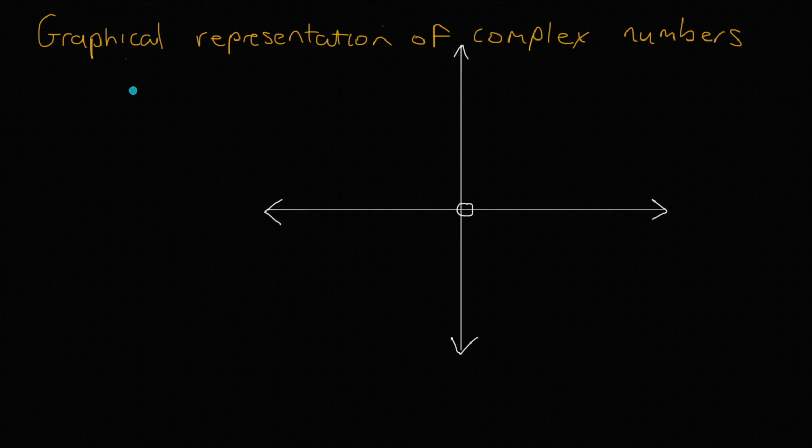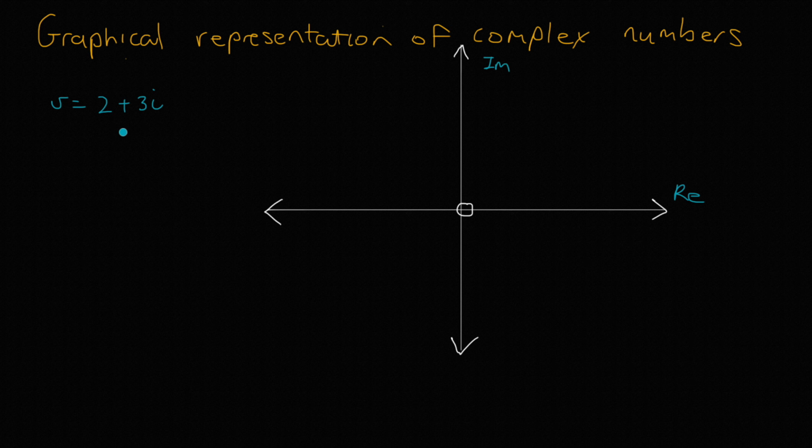Let's look at the graphical representation of complex numbers. As we've seen, a complex number consists of a real number and an imaginary number. If you need to represent this on the Cartesian plane, we will have a real axis, which is the x-axis, and an imaginary axis, which is the y-axis.